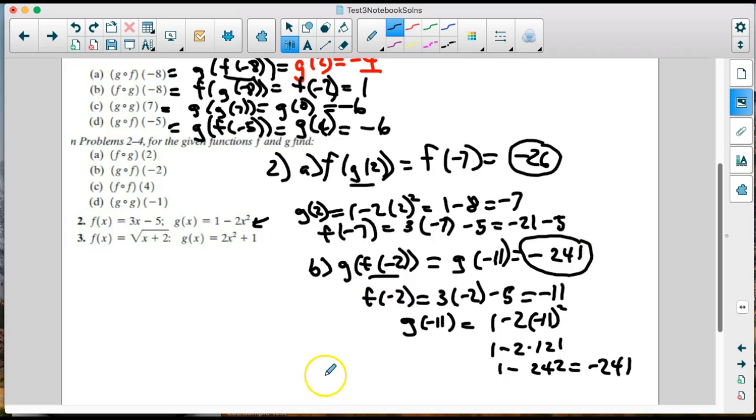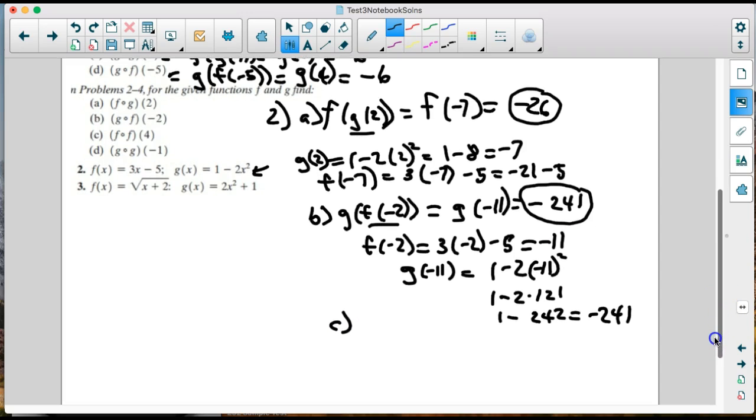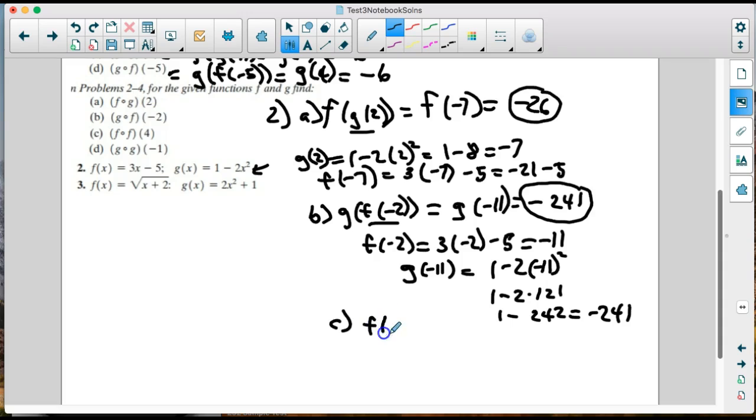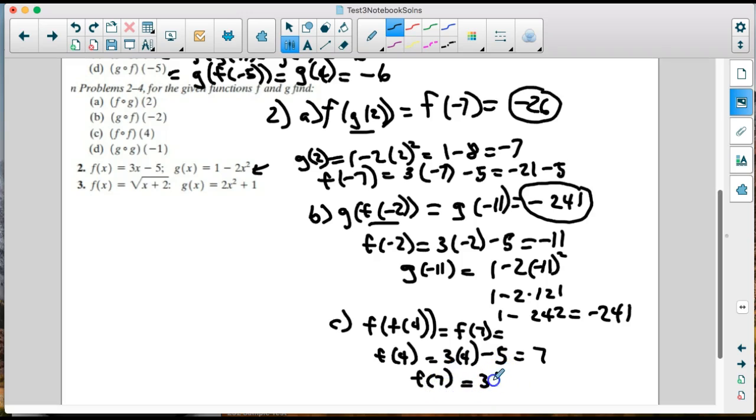And then part C, we're going to do f of f of 4. Okay, so we're going to take f of 4, and we get 3 times 4 minus 5, so 12 minus 5 is 7. So we're going to then take f of 7. So that's going to be 3 times 7 minus 5. So 21 minus 5 is going to be 16. So that's going to be my answer. So 16 for part C.